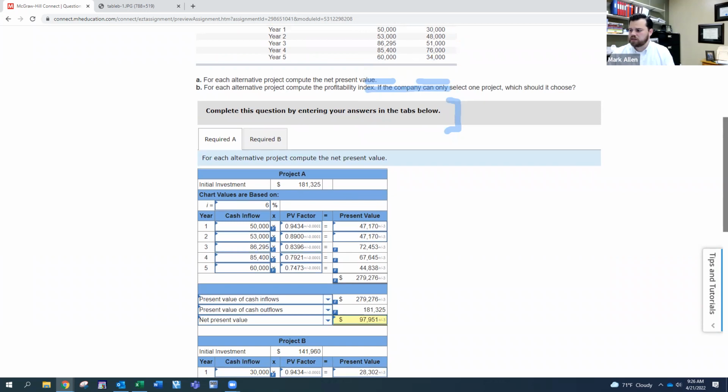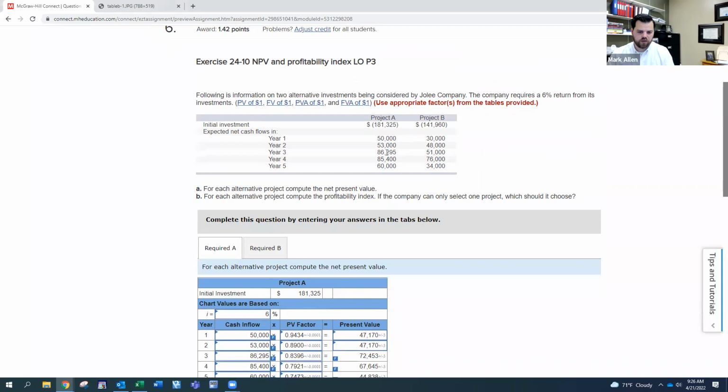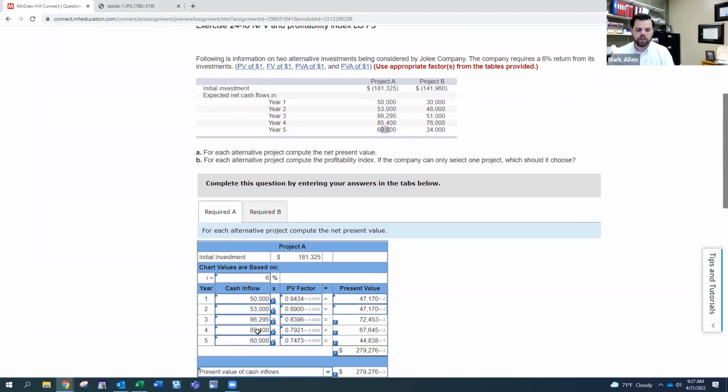In the first case, we are told that we have our initial investment of 181, and then we have our cash inflows. So if we go up, of course, all this is this right here, 50, 53, 86, 85, and 60. Those just drop straight in right below, right there. And then all we need now are my present value factors. And they tell us, in this case, the company requires a 6% return from its investments.